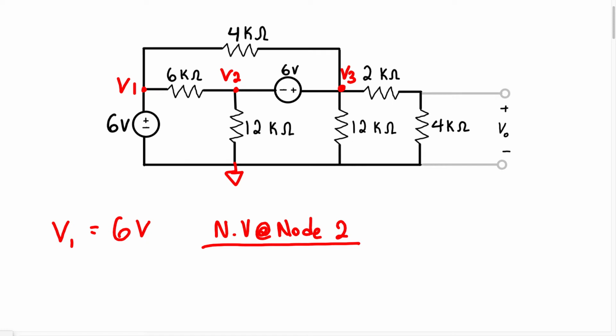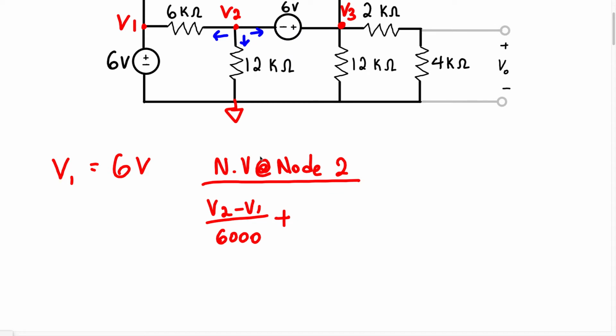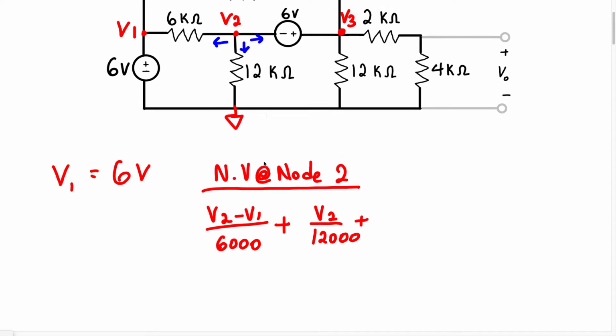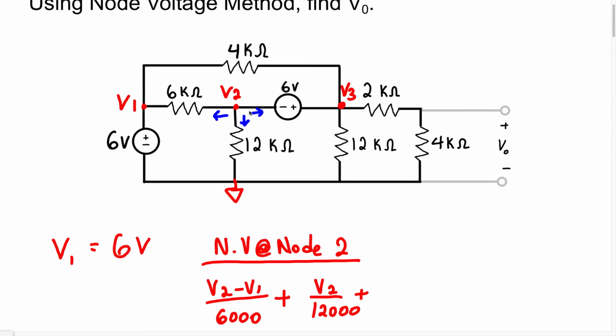Remember, we're always going to assume the current is leaving the node. So to find the current in this branch, we're going to take the voltage difference, which is V2 minus V1 over 6,000, plus we have the current flowing in this branch. To find the current in this branch, we just divide the voltage by the resistance. So we're going to have V2 over 12,000 plus, now when we look at this, we have a current that's going to go this way.